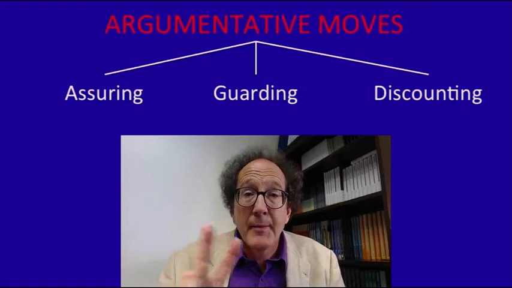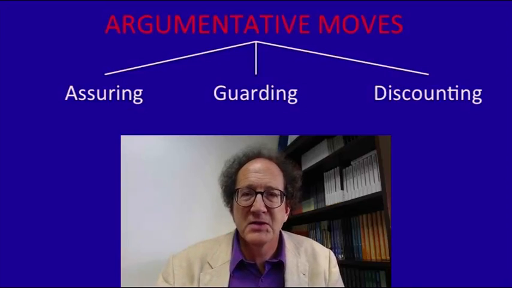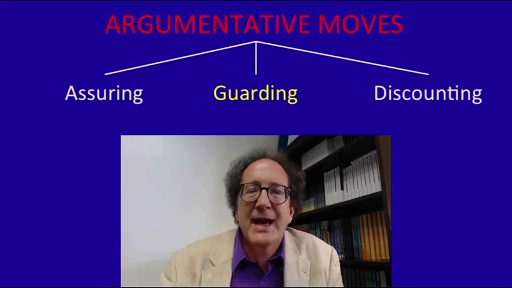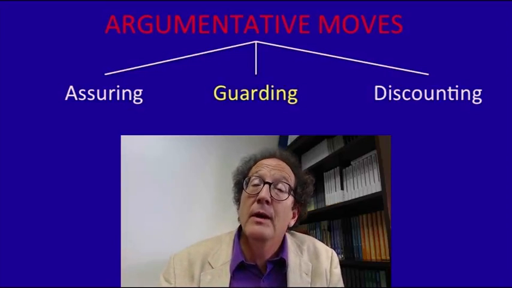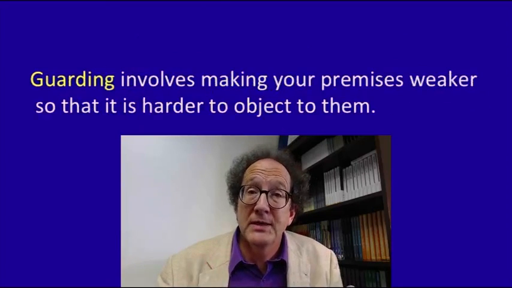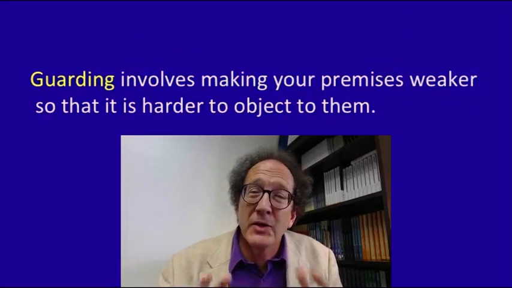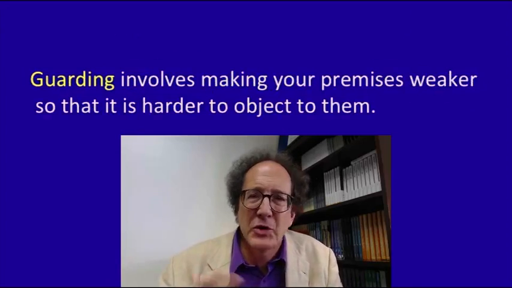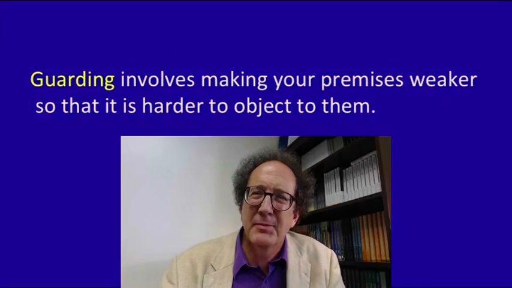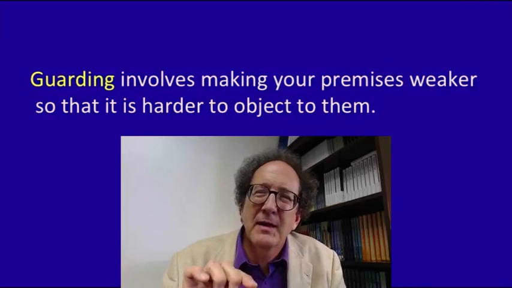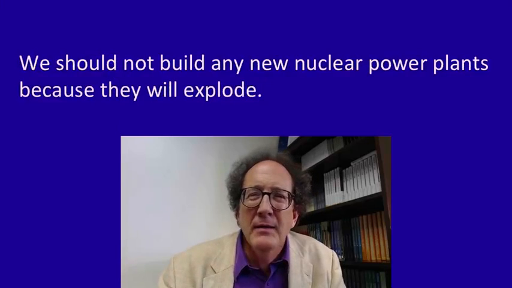The second common move in arguments that's supposed to solve the skeptical regress problem is guarding. The basic idea of guarding is very simple. It's just making the premises of your argument weaker so that there'll be fewer ways in which your opponents can raise trouble for them or show that they're false. So here's an example. Suppose someone says, we ought not to build any new nuclear power plants because they'll explode.